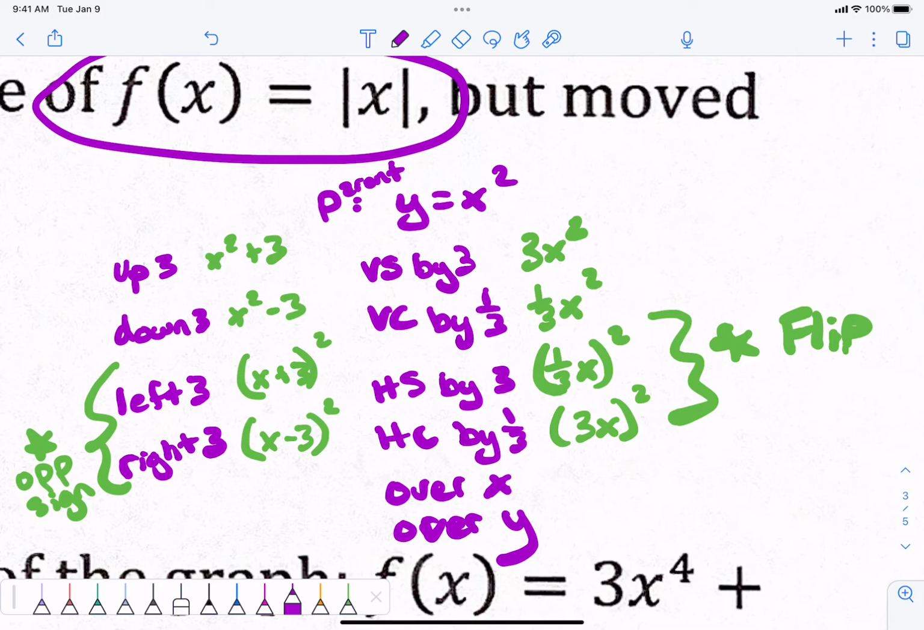Over x, negative x squared. Over y, parentheses negative x squared, which really is just positive x squared, but we'll just leave it like that, just so that you know the rules. Okay? Good? That's all of them.